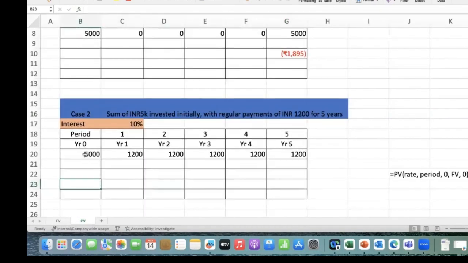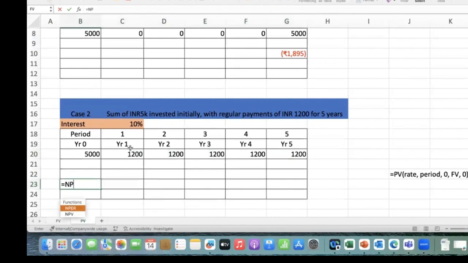What I see is there is an outflow of 5,000 in year 0, or at present, and there is a series of future cash inflows, which is 1,200 per year. So if I sum it up, it is 6,000, and on a cash-to-cash basis, it seems like a good business proposition. My outflow is 5,000 and my inflow is 6,000. But let us use NPV with a discount of 10% to see if it is a good business deal.